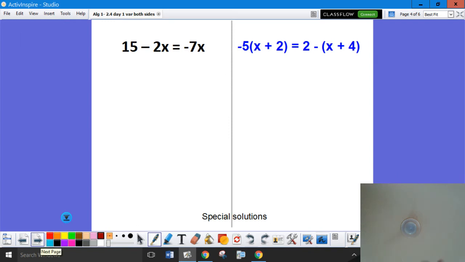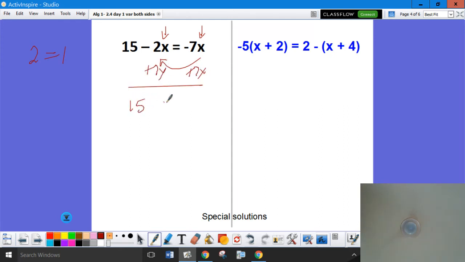Okay, now let's take a look at this one. So this one actually has 2 and 1, but there's still a problem. I have these x's, okay? Now, I could move this 7x to the left by adding.